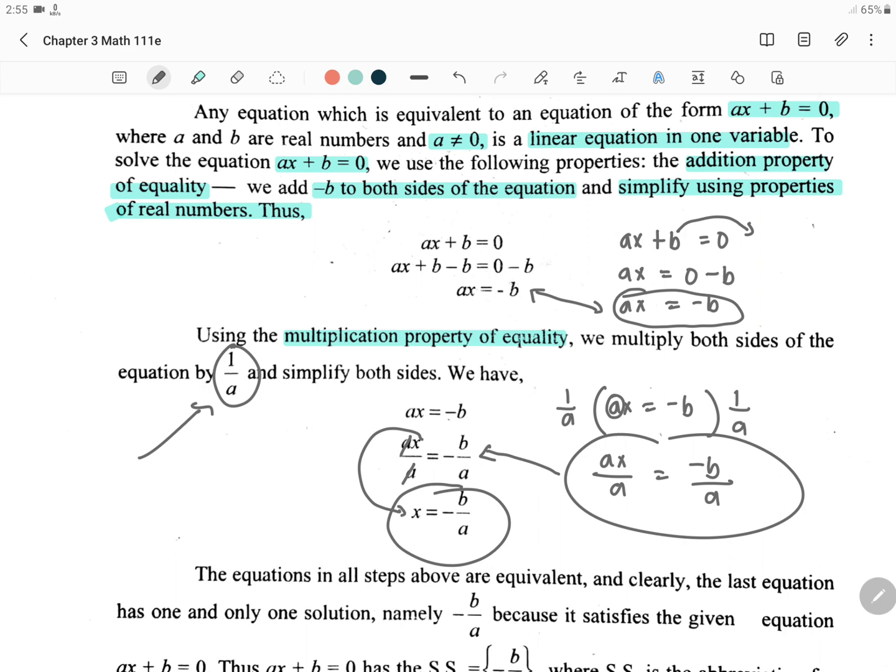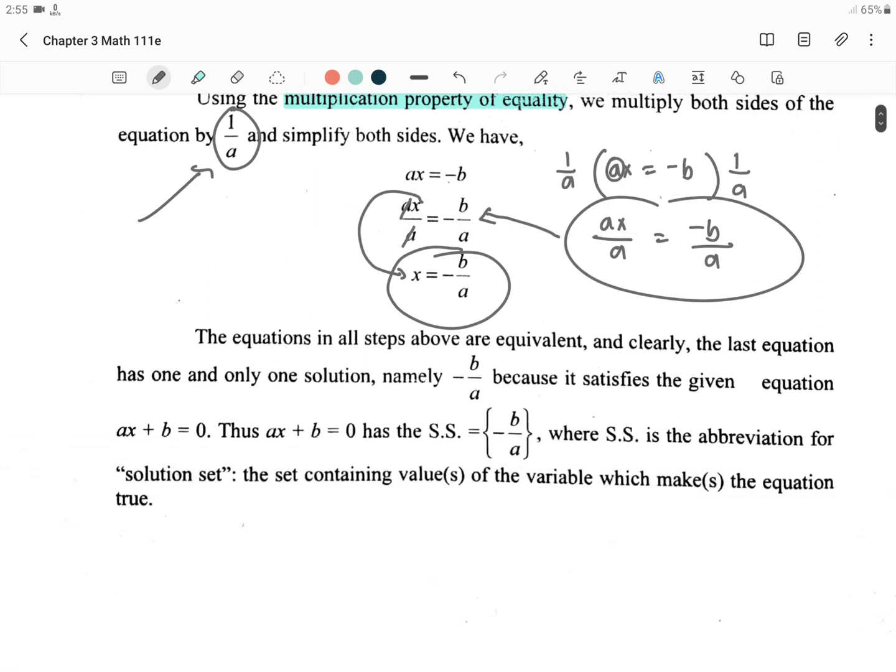Which is this one. And that is now, x is equal to negative b over a. Ang ibig sabihin niyan, yung solution set natin na nakuha for that equation is negative b over a. Okay, pag sinabi natin solution set, ibig sabihin niyan, that is the set containing values of the variable which makes the equation true or valid. Okay? So, pag sinabi natin SS, it means solution set. Okay? And what is meant by solution set is this definition or yung sinabi ko kanina mismo.